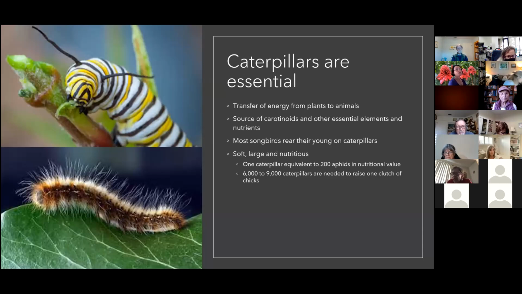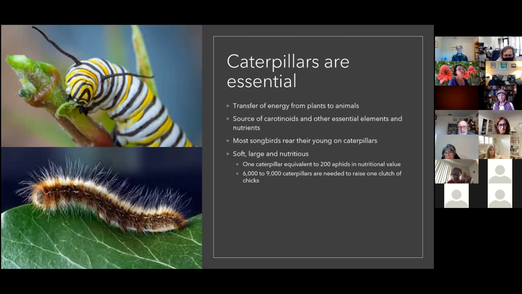Those caterpillars are really essential in many ways. They transfer energy from the plants to the wildlife area, and they are a good source of carotenoids and other essential nutrients. And like I said, most of the songbirds rear their young on these caterpillars because they're big and large and nutritious and so much more efficient than trying to feed aphids, for example, to your baby chick. And we know that it takes about 6,000 to 9,000 caterpillars to raise just one clutch of chicks. So the more we can provide those caterpillars, the better.